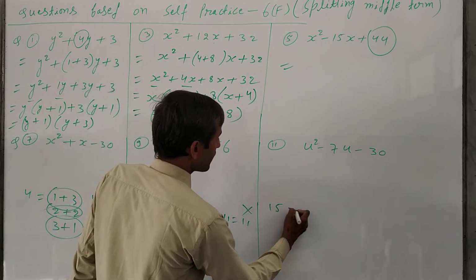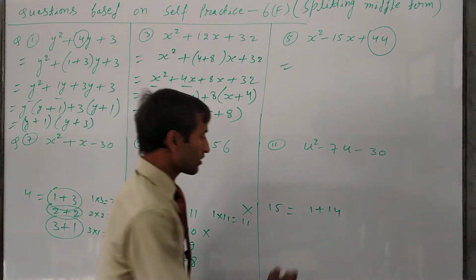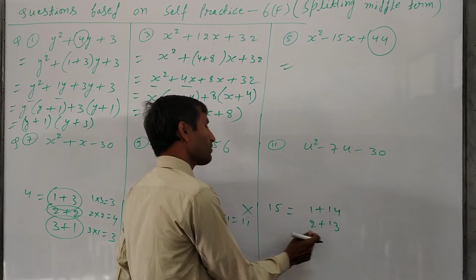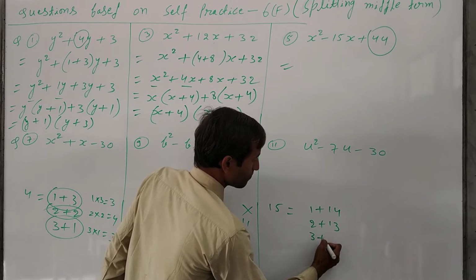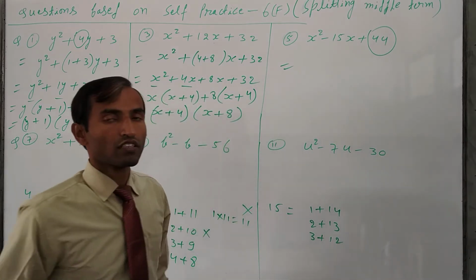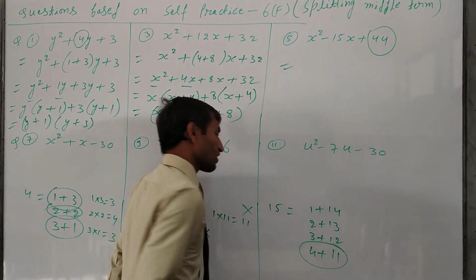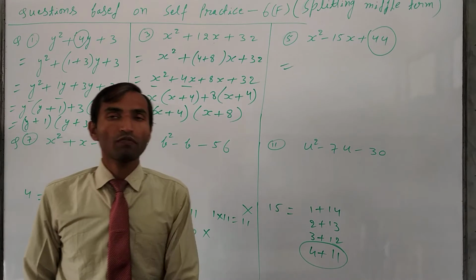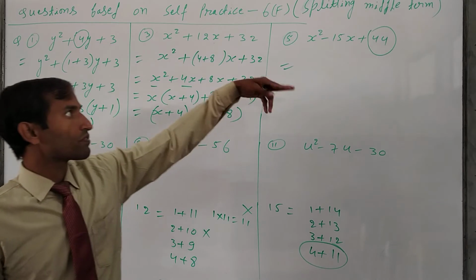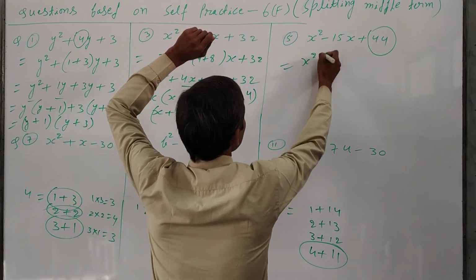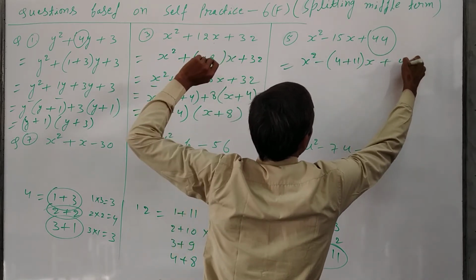So just write down here, we can write like this 1 plus 14, but after multiplication 14 will come. 2 plus 13 we can write, but after multiplication it will come to 26, but we want 44. Now we can write 3 plus 12 also, it will come 36, it will not come 44. Now we can write 4 plus 11. So this one is beneficial, 4 plus 11, we multiply 4 into 11, you will get 44, and after addition we will get 15. So we can write here in place of 15, put a bracket 4 plus 11 into x plus 44.